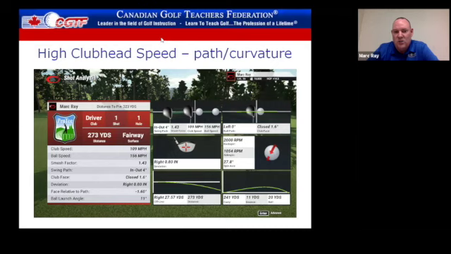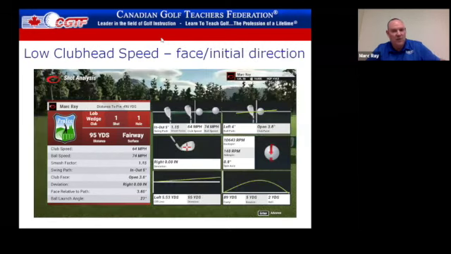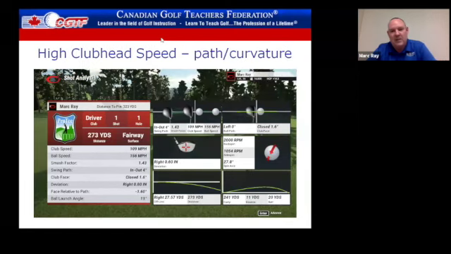So that shows you when you add that club head speed, you're going to get the big time curvature, and the path not so much. So if we go back and we look at it, the initial direction was off and the curvature wasn't with low club head speed. High club head speed is the opposite.